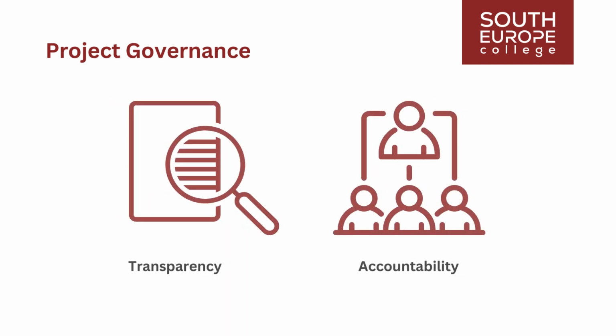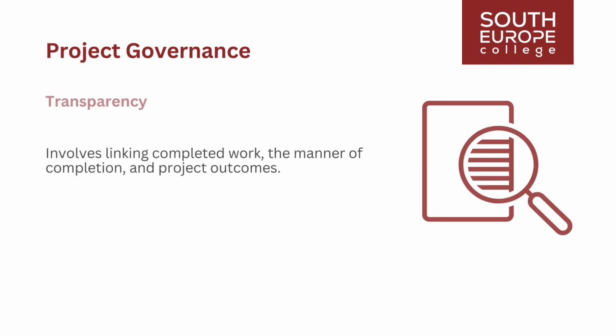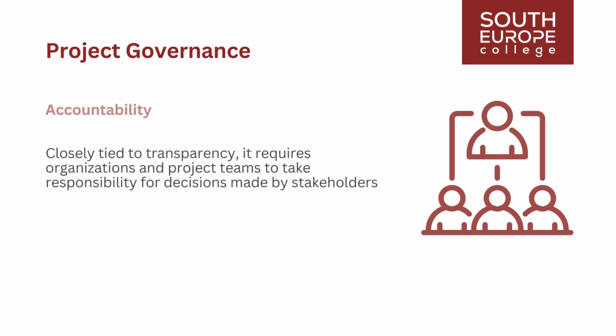Transparency and accountability emerge as critical themes in project governance. Transparency involves linking completed work, the manner of completion, and project outcomes. Accountability, closely tied to transparency, requires organizations and project teams to take responsibility for decisions made with stakeholders. These two themes are interconnected, with transparency being a prerequisite for establishing a straightforward accountability process.